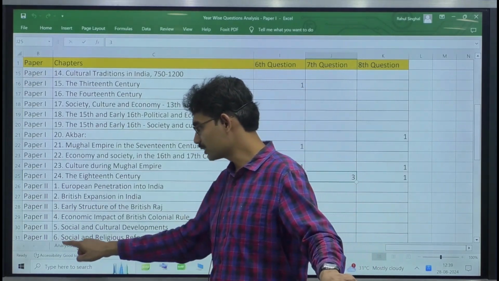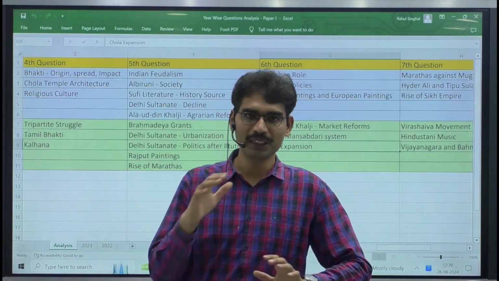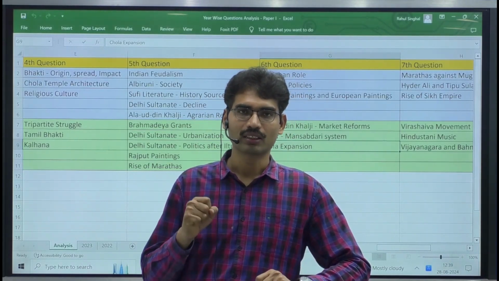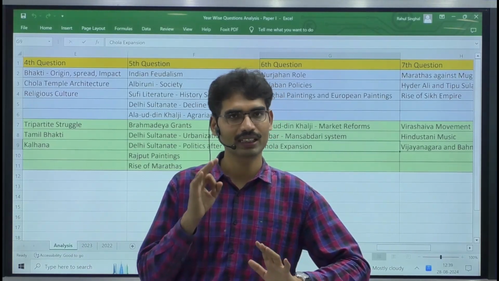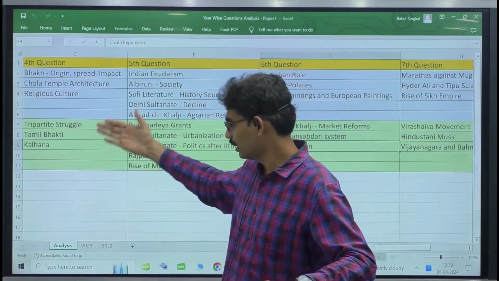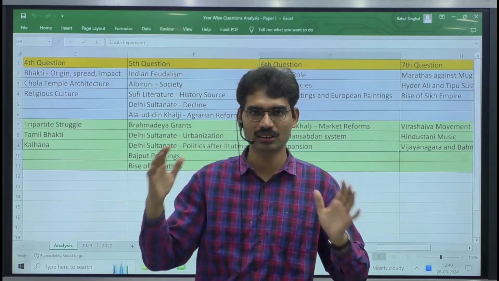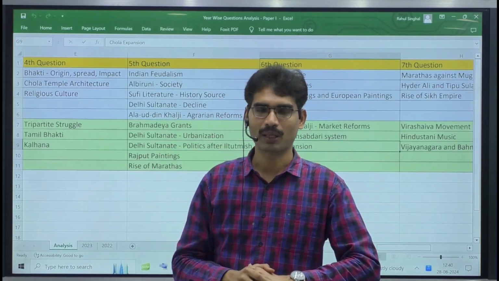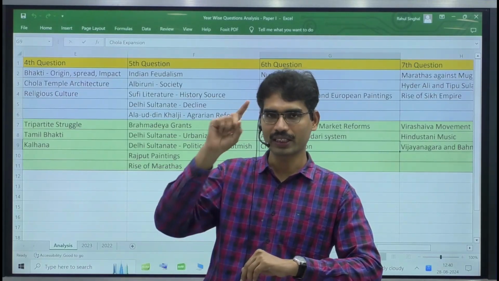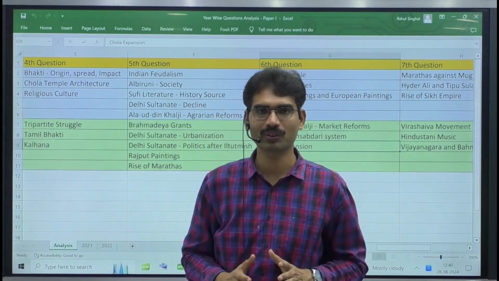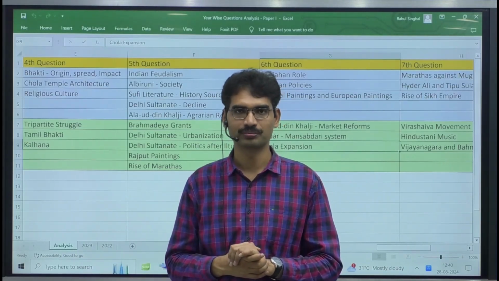The 2023 and 2022 analysis is clearly saying that don't leave any unit. Be strong in every topic, but don't leave any. At least some information must be there for every unit. That is the crux of this analysis. 2023 and 2022, simply UPSC jumbling questions. UPSC can ask questions in any kind of permutations and combinations. So don't leave any unit. Don't leave anything. Read every unit. At least minimum information. Try to have some information and some basic notes.